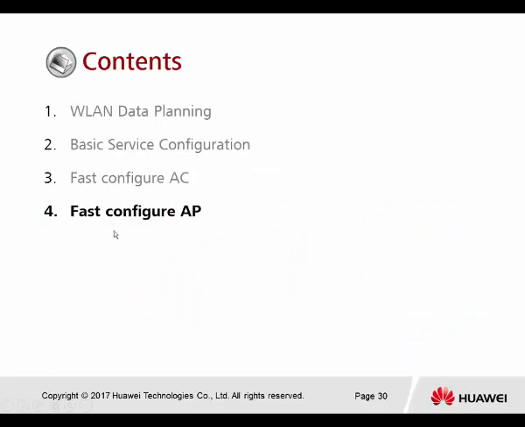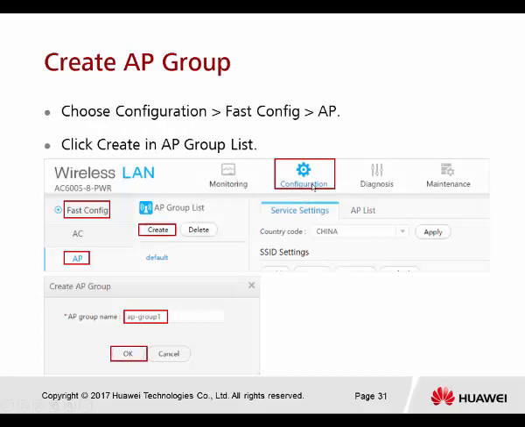The last configuration was showing the way to configure the AP. We are returning back to the configuration. On the configuration, if you still remember, on the left they have many selections. The first one shows the fast config, and under the fast config they have the AC, AP, and the STA. Now we click on the AP. Here's the link: configuration, fast config, AP.